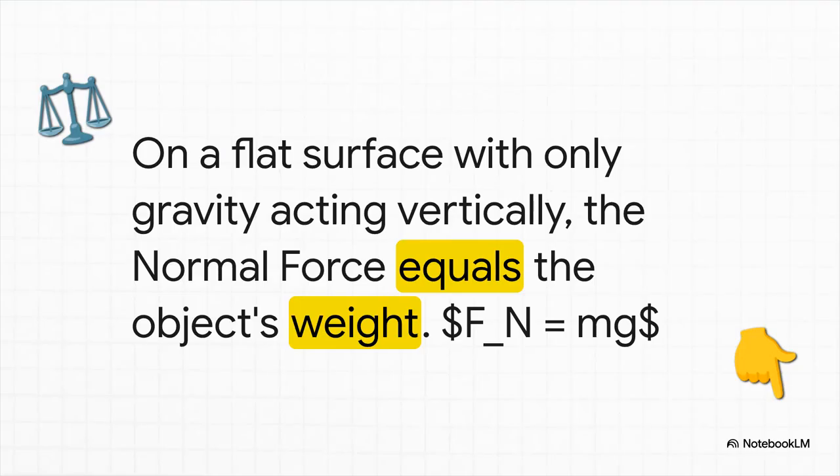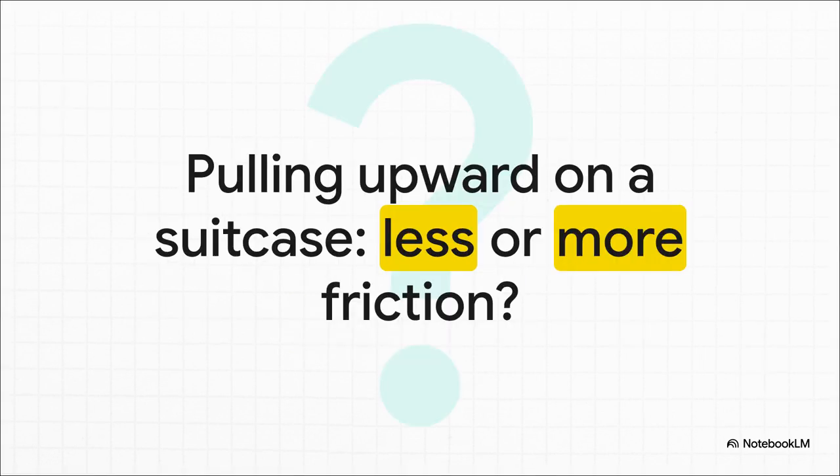Okay, let's start with the easy case. An object is just sitting there on a flat surface. Gravity's pulling it down, and the surface pushes right back up with a force that's exactly equal and opposite. So in this simple case, the normal force, F_n, just equals mg. Easy peasy. But what happens when we start adding other forces into the mix?